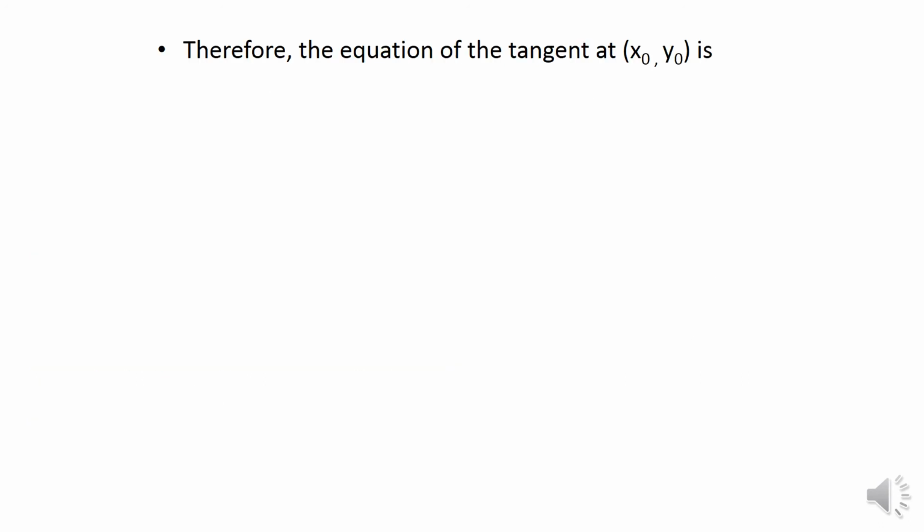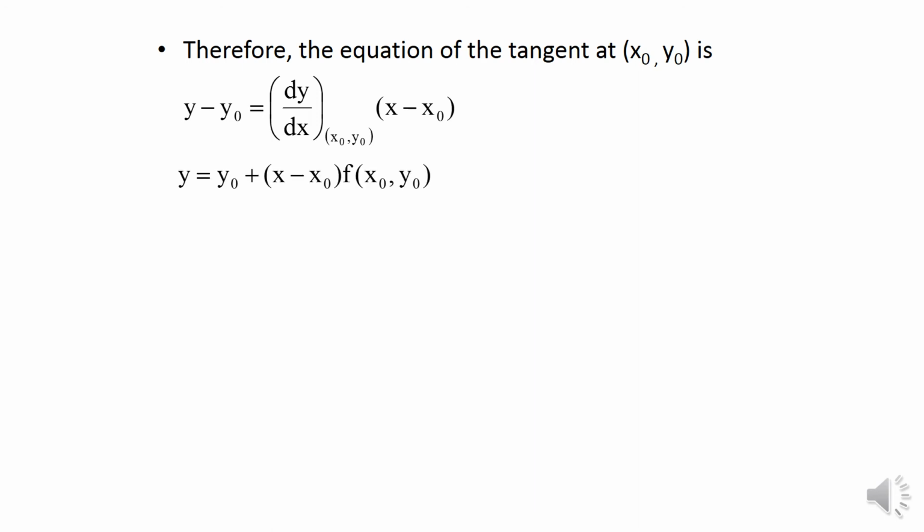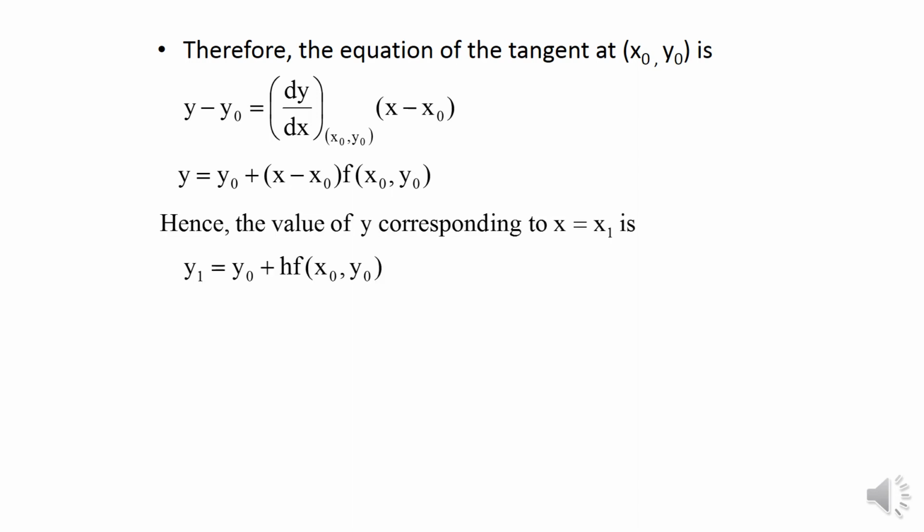Now we take the equation of the tangent at (x0, y0): y minus y0 is equal to dy upon dx at (x0, y0) times (x minus x0). So from here we can write down the value of y, and at x is equal to x1 the value of y1 is equal to y0 plus (x minus x0), which is h, because now x is x1, so x1 minus x0 is equal to h, times f(x0, y0).